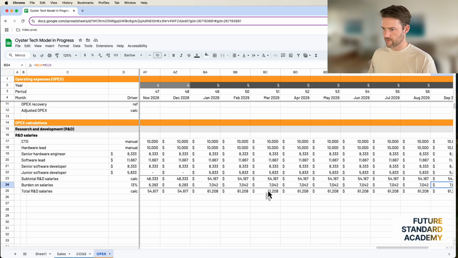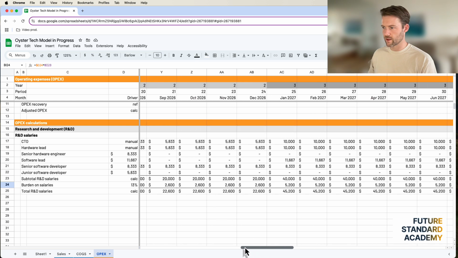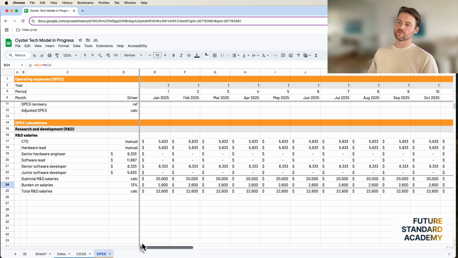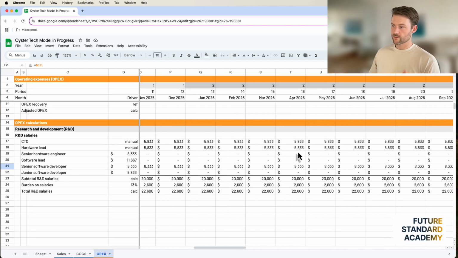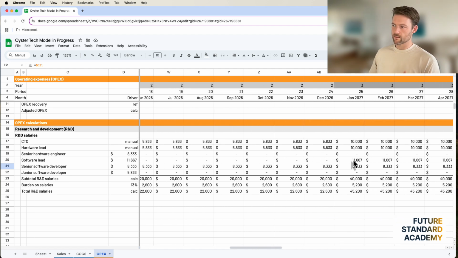So this is the interesting part of an operating expense model. You can see the positions right now. This implies there's 3 people working for this company, right? Or there will be at the beginning of 25. Now you can see if you keep going over, it's all the same until January 2027 when a software lead is hired. So this is effectively the hiring plan quantified, right?